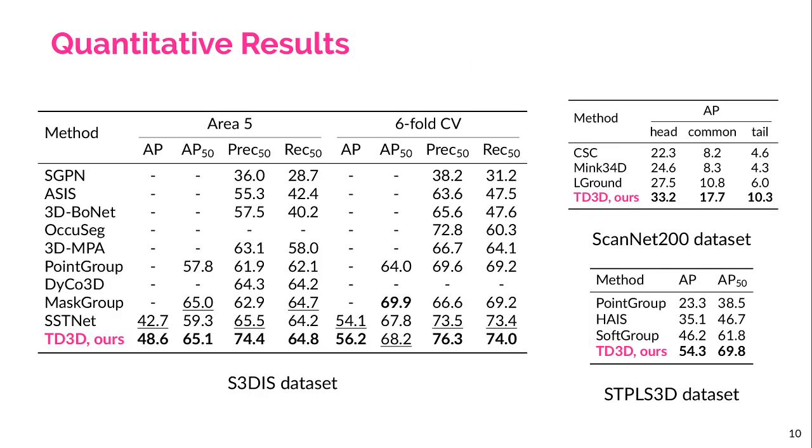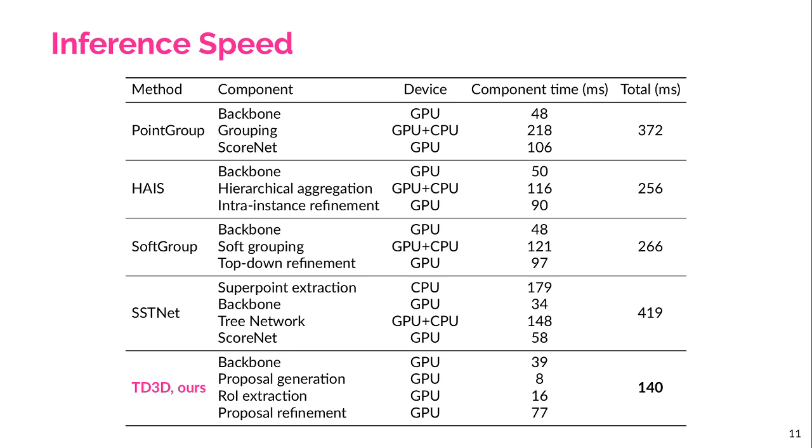Apart from ScanNet, TD3D achieves state-of-the-art accuracy on the indoor S3DIS and ScanNet200 datasets, as well as on the outdoor STPLS3D dataset. Regarding inference speed, we should note that all operations of TD3D are executed on GPU. In contrast, existing methods with comparable accuracy perform grouping operations on CPU, which makes them significantly slower.